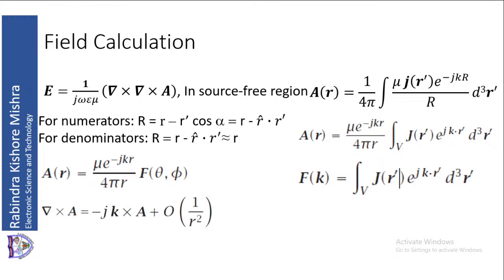Now F is a function of K, theta and phi. K we are not concerned with, because once we fix the frequency, K is fixed. So K we are not concerned with. So the variation of F is with respect to theta and phi.